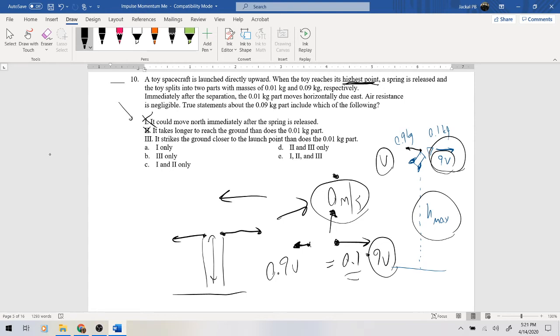For the third one, it strikes the ground closer to the launch point than the 0.1 kilogram part does. This refers to the large piece. Right now we are talking about the displacement on the horizontal axis. This one is going with 9v, and this one is going with v. So the large one is going to fall right here, but the small one is going to fall somewhere over here. So the third statement is correct, and your answer is B.